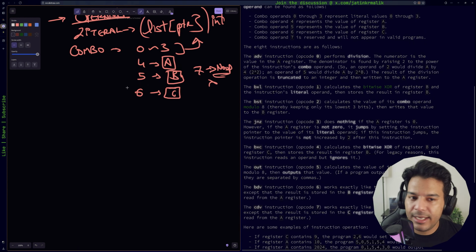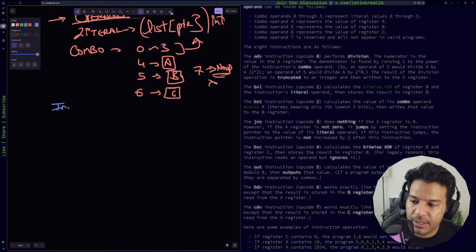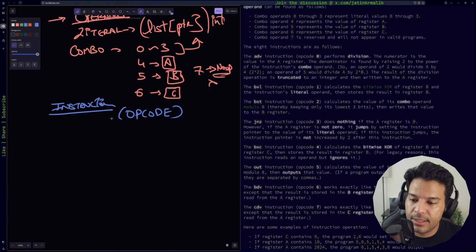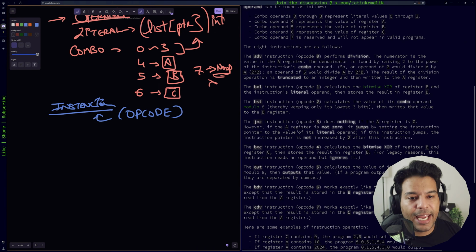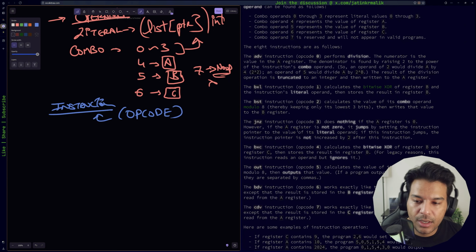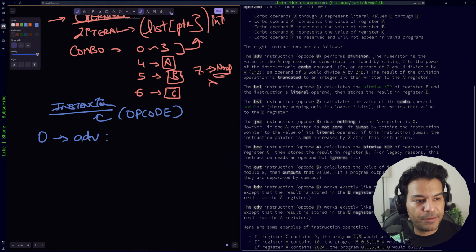But let's read that. So let's write instructions. We are given some instructions, which is nothing but what the opcode represents. So total 8 instructions are given. Let's see. The first one is the ADV instruction, opcode 0. So 0 points to ADV. Let's see what it means. It performs division. The numerator is the value in the A register, and the denominator is found by raising 2 to the power of the instruction's combo operand.